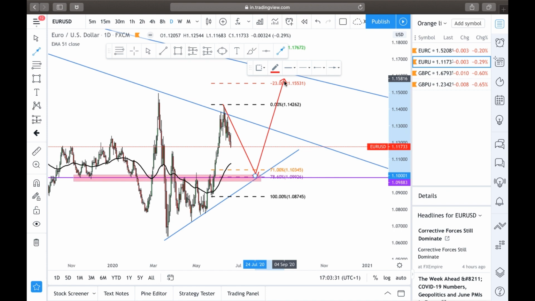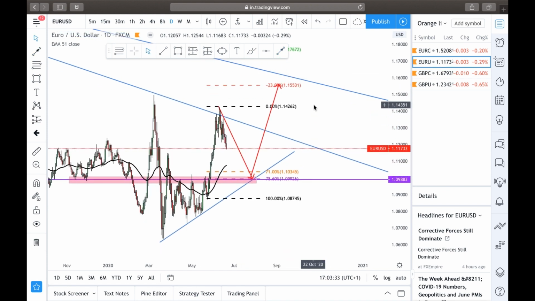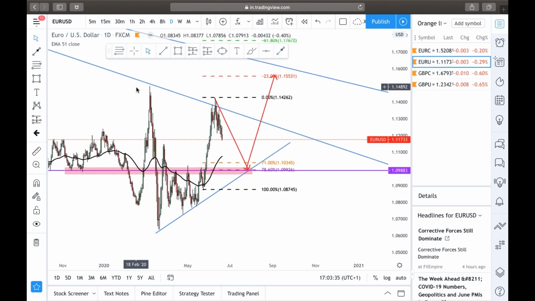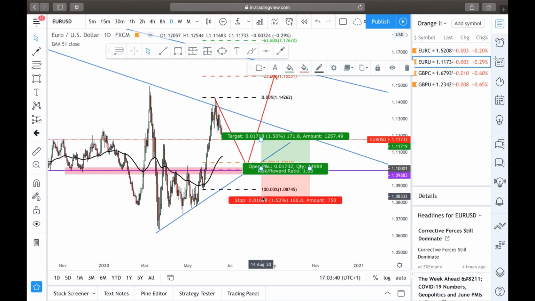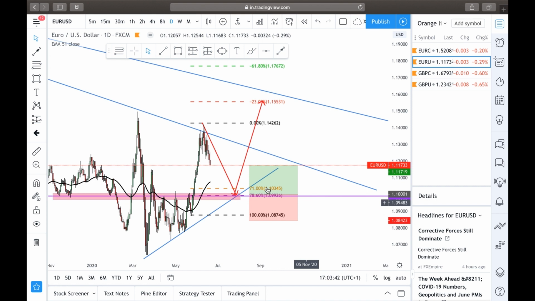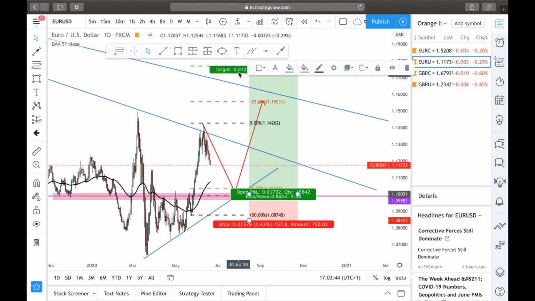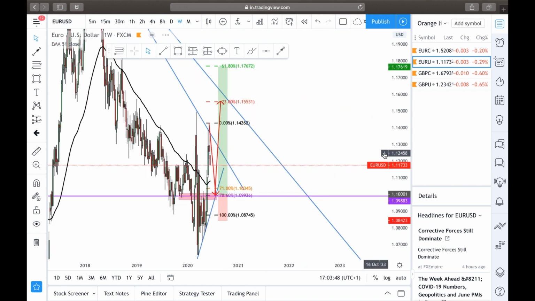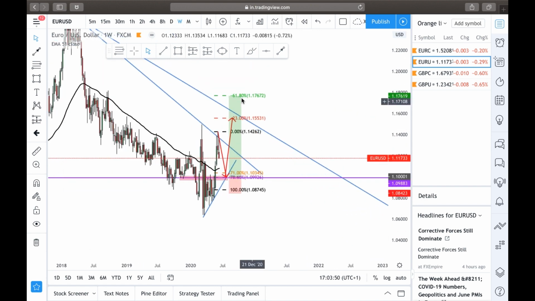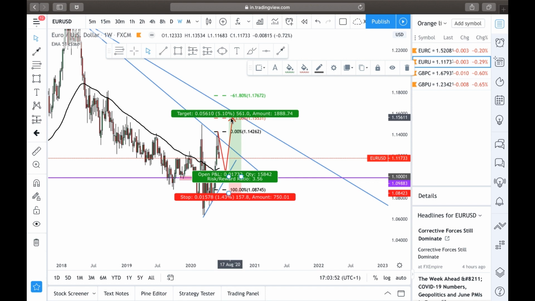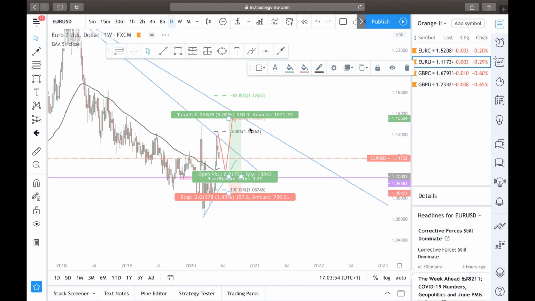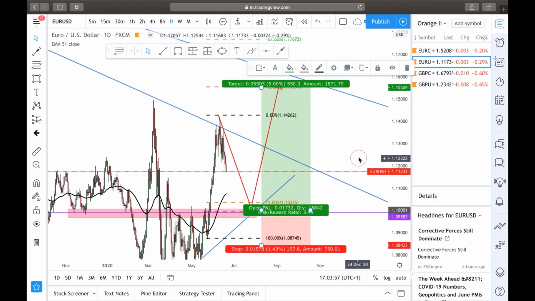This is not my favorite pair. This trade is not my favorite, but it's more of a swing trade. So what do we have? We have a long position, stops just about below the 100%, and we usually take it up to 61.8. But does that align with the outer trend line? No, it doesn't. So we'd only take it to minus 23%. So you've got to be able to adapt your strategy to what the market's telling you, okay?